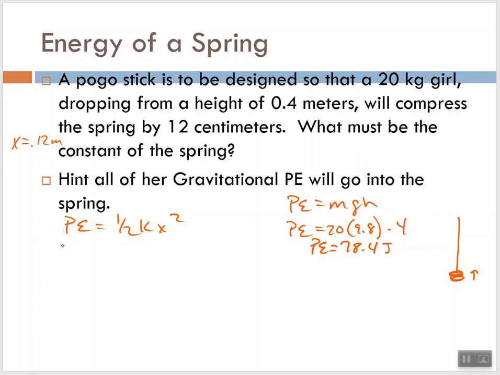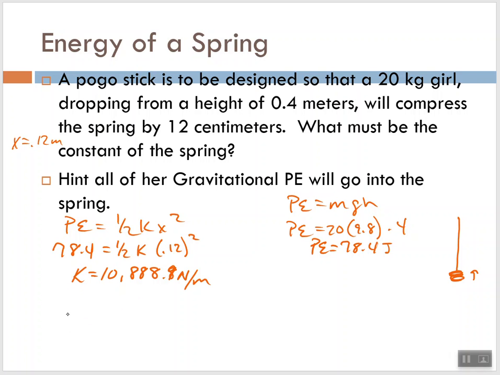So now I'm going to put this over here for potential energy. 1/2, I don't know K, and X is 0.12 squared. So what must be the constant of the spring? That's our K value here. That's telling us how strong the spring is. And we'll talk about that here in a second. I really haven't talked much about that yet. All right, so what we get here then is 10,888.9 newtons per meter.